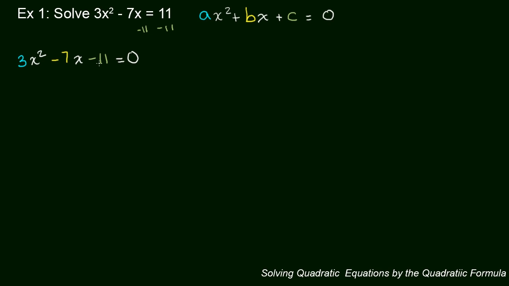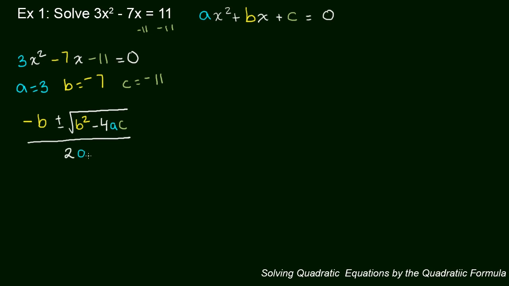Now that it's written in standard form, I will start by identifying my a, b, and c values. A is 3. It's always my term or my number by x squared. B is -7. It's always the number by x. And c is my constant, or the number by itself. Now I'm going to use the quadratic formula to solve this quadratic equation. And the formula is negative b plus or minus the square root of b squared minus 4 times a times c, all divided by 2 times a.